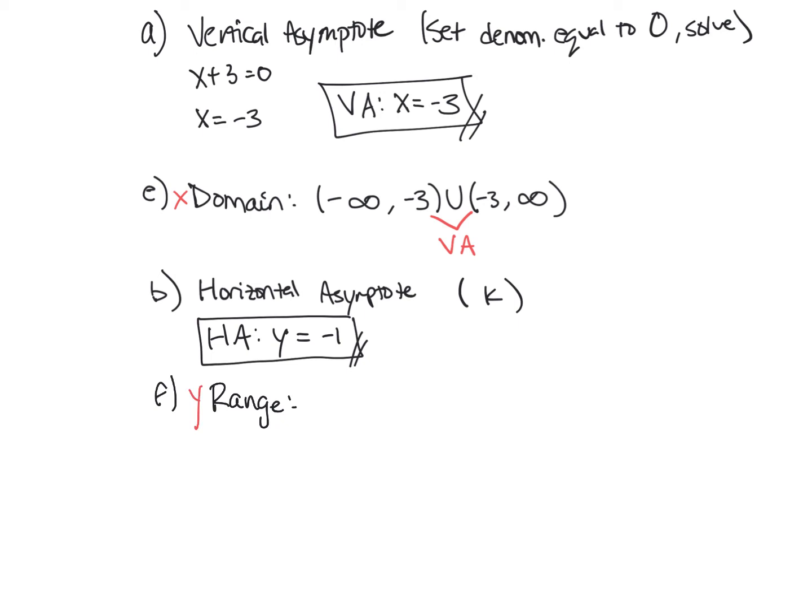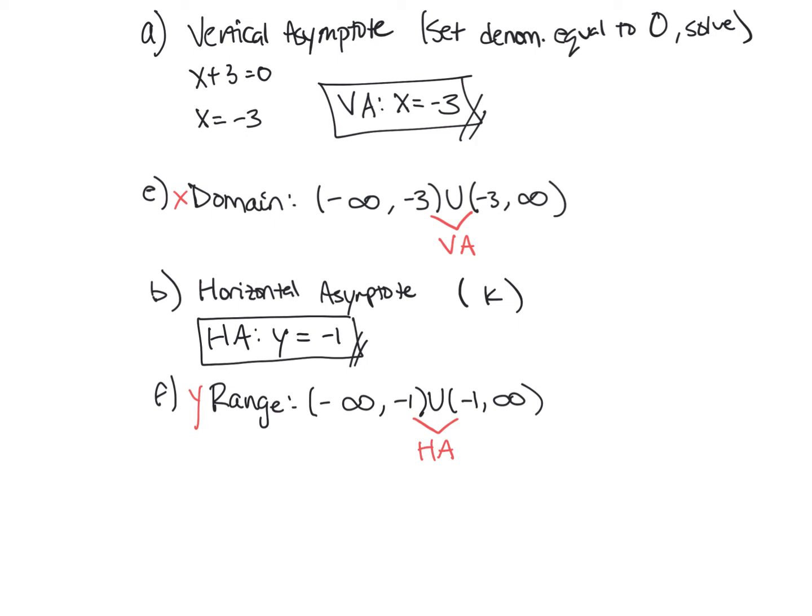And again, asymptotes are lines we cannot cross. So if we have a horizontal asymptote, it means we're going to have a break in our y values at -1. So our range is going to be from -infinity to -1, and then from -1 to infinity. So we have that break right there because that's where our horizontal asymptote is.